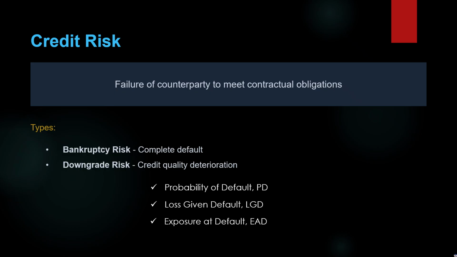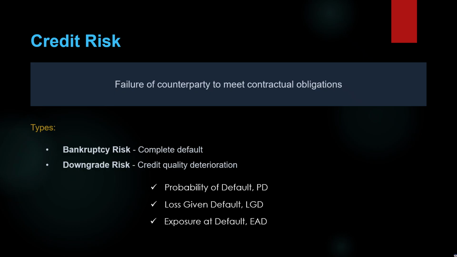Downgrade risk involves credit quality deterioration without actual default. The borrower's financial condition weakens, their credit rating gets downgraded, say from BBB to BB, but they continue making payments. Why does this matter? Because if you're holding a bond that gets downgraded, its market value falls immediately. You haven't lost your money yet, but your position has lost value, and the probability of eventual default has increased significantly. Let me give you a practical example.